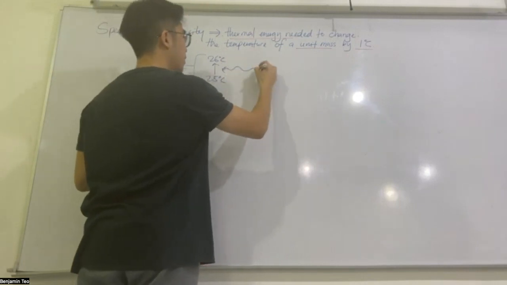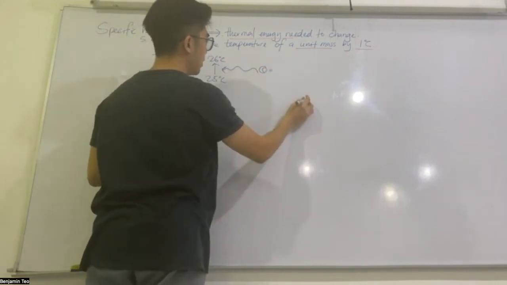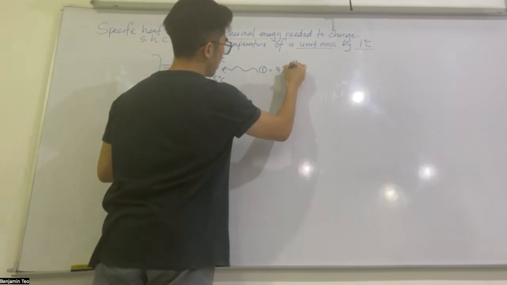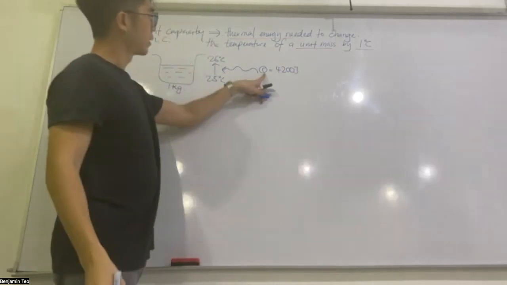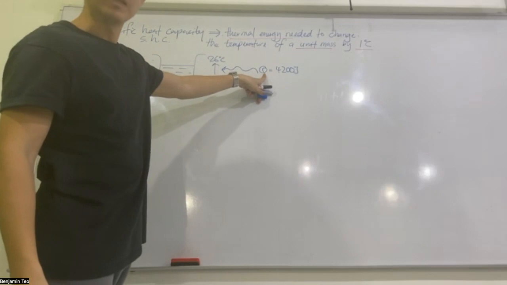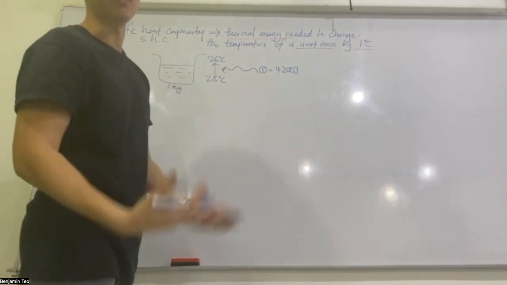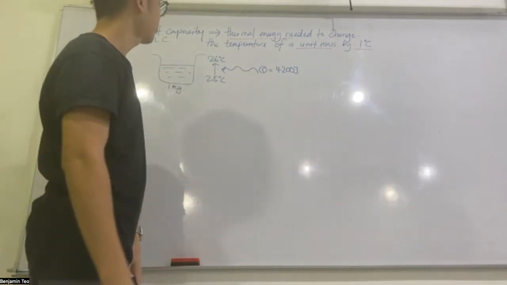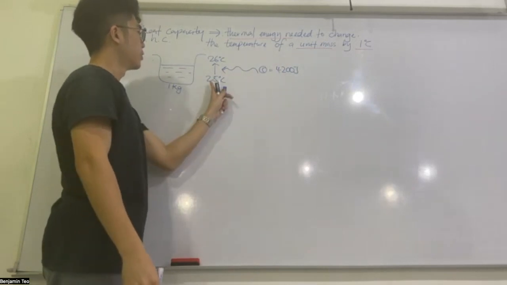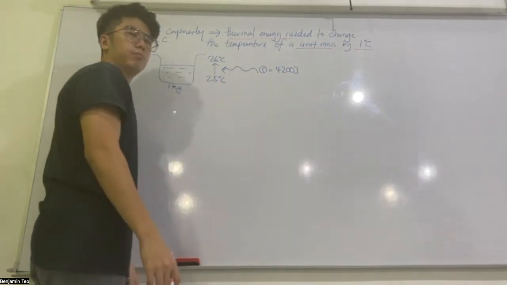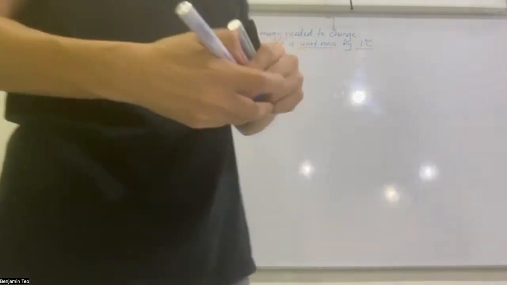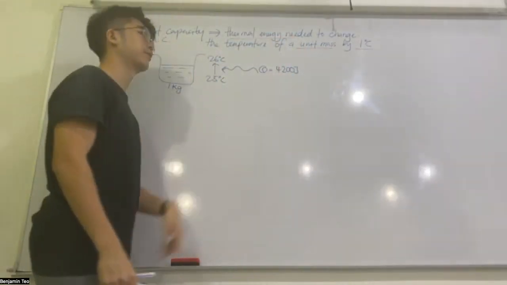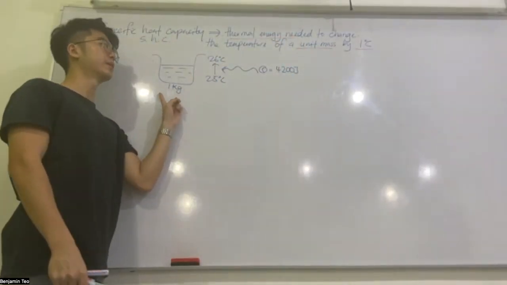We found this number, Q, to be 4,200 joule. Q is heat energy, right? So positive Q, you put in the 4,200, which is quite high, the value. Just to increase by 1 degree Celsius for 1 kg only.